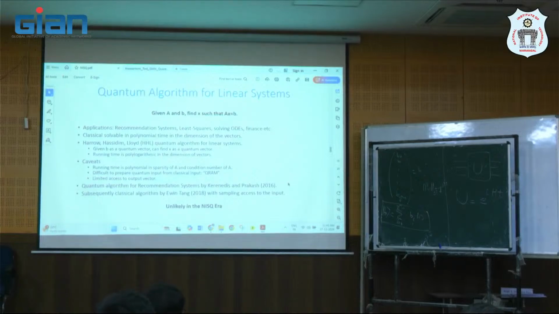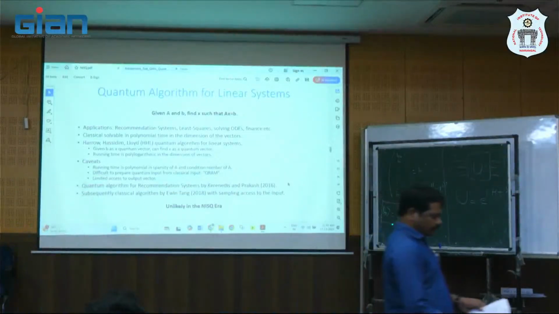But if you start like that, then the output that you get is also encoded in a vector only. So then you have to measure to obtain the output. You don't have all the entries of the output. Obtaining each entry will not be easy either, depending on certain parameters of A. That is another caveat of this kind.